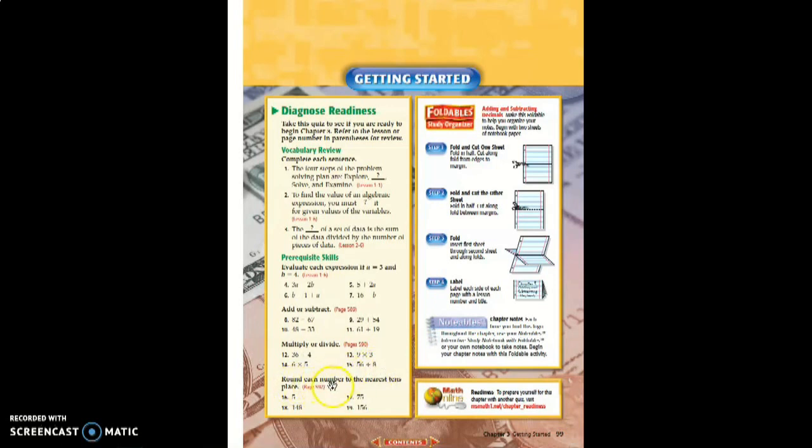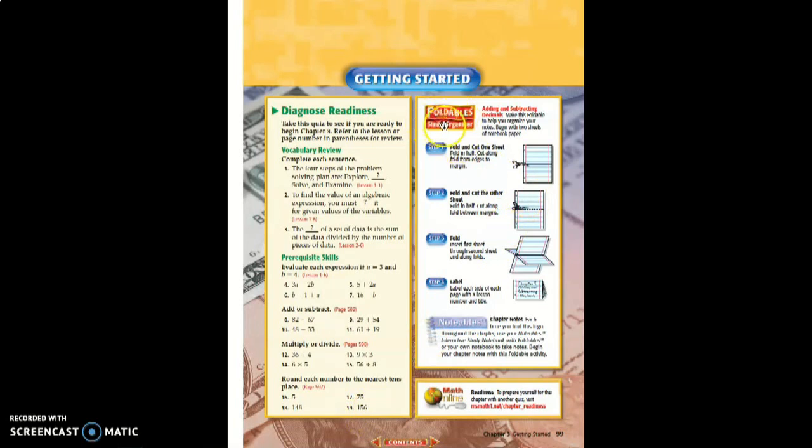Round each number to the nearest tens place. 16.5, 17.75, 18.148, 19.115.